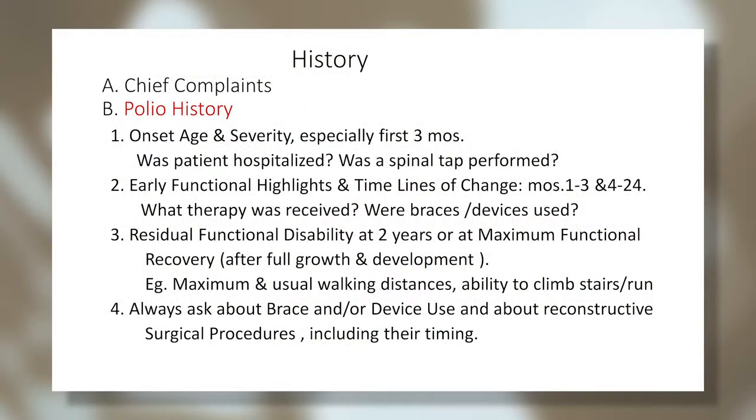The third is what I call the residual functional disability at a person's maximum functional recovery. Now, if you have polio as a child under age 12 to 15, then the period of maximum function will, in fact, probably be when they're in their later teenage years, because you have to superimpose any recovery from the initial paralytic polio with their growth and development.